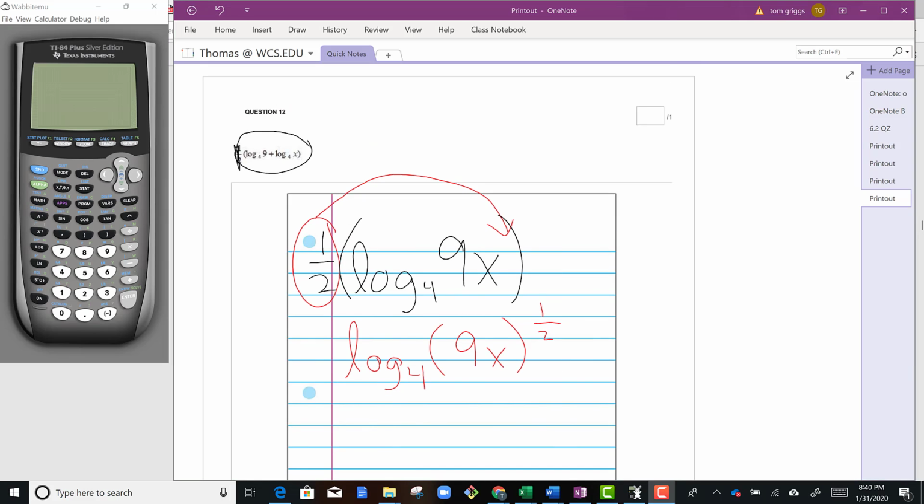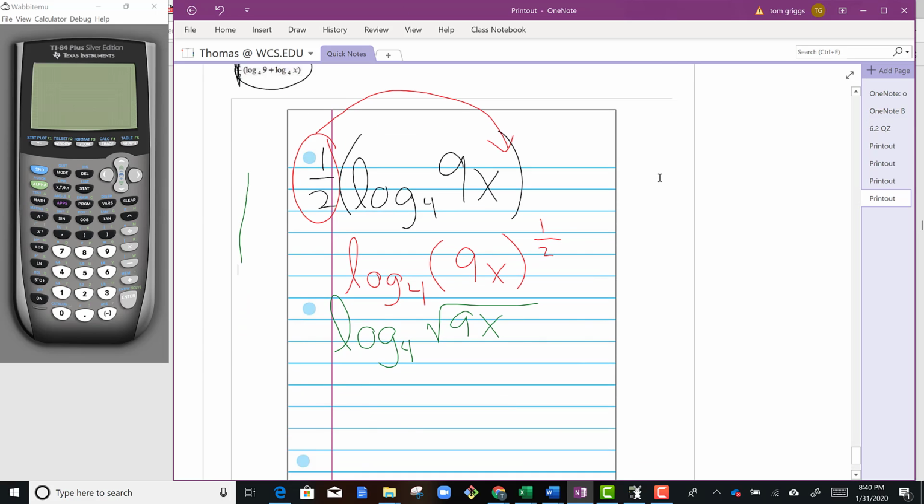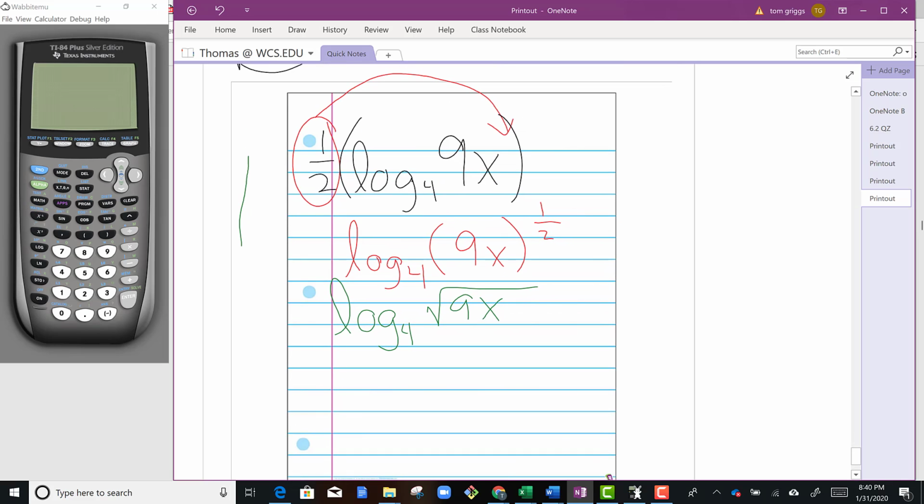So there's a number of different ways we could simplify this. But to me, raising something to the 1/2 is the same thing as taking the square root of all of this. So I'm going to rewrite it as log base 4 square root of 9x, and then I'm going to take the square root of 9, of course, since it's a perfect square. So this becomes log base 4 of 3 radical x.